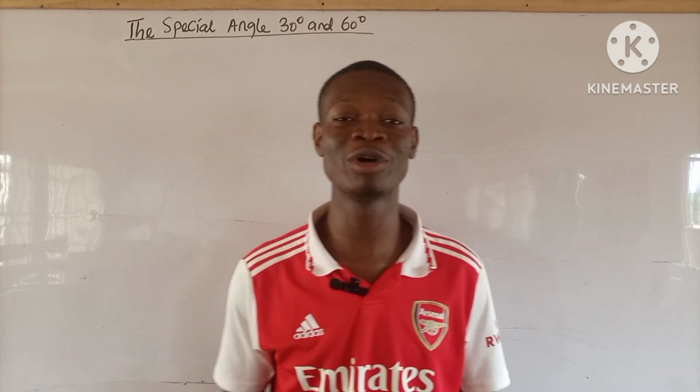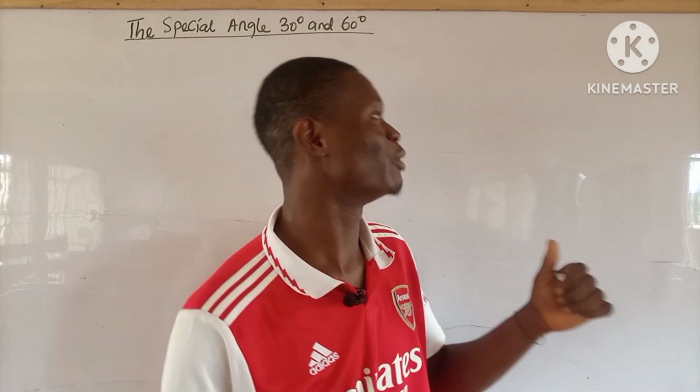Today we are going to start from where we stopped in finding the trig ratio of angle 30 degrees and 60 degrees.